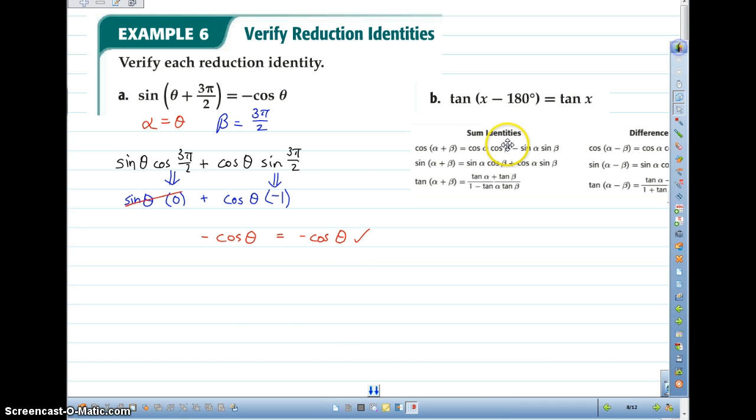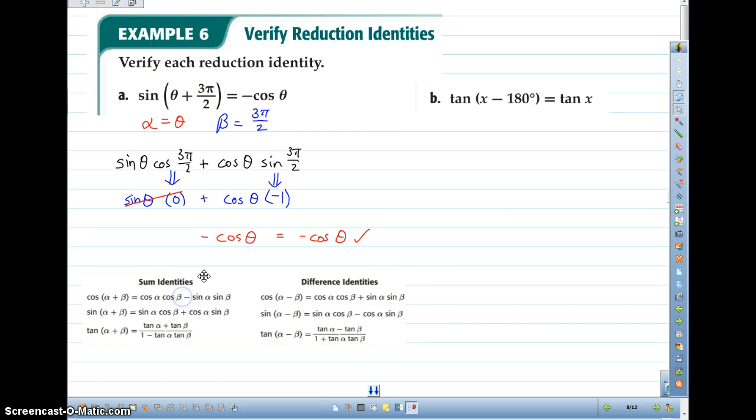Okay. Let's try the same thing similarly with tangent. This is a difference identity. We'll go ahead and label alpha and beta first. Alpha is going to equal x. Beta is going to equal 180 degrees. And we're trying to verify that this will reduce to just tangent of x.